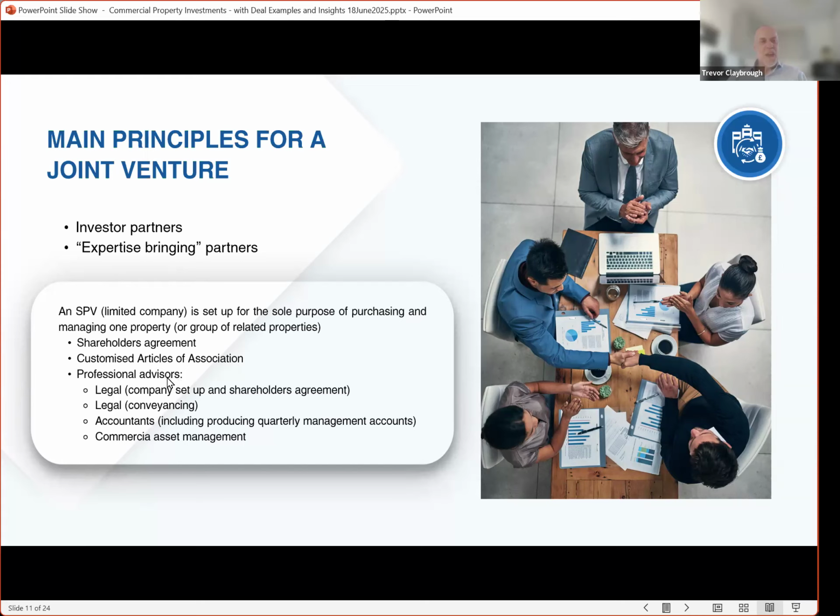And then there's always a set of professional advisors that are named and identified, people can check out. So the people doing the legals on the company setup, shareholders agreement, the conveyancing, accountants. On all the joint venture projects, we produce quarterly management accounts, and everyone can see exactly what is happening. Nothing is opaque.